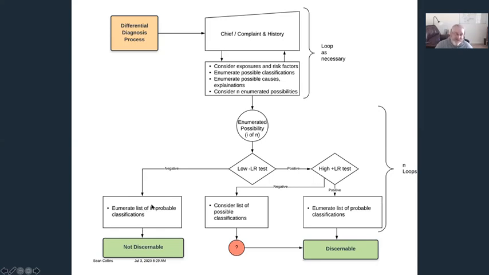A negative slump test made spinal problems improbable. A negative SI joint compression distraction, put them over here as well. A negative test for piriformis syndrome, put them over here. But a positive FABER or FABIR puts them over here, and maybe you start seeing that what we have discernible is a pathoanatomical issue with the hip.